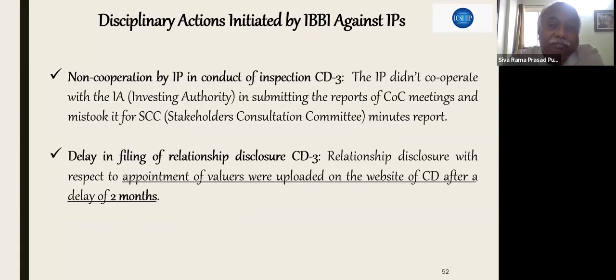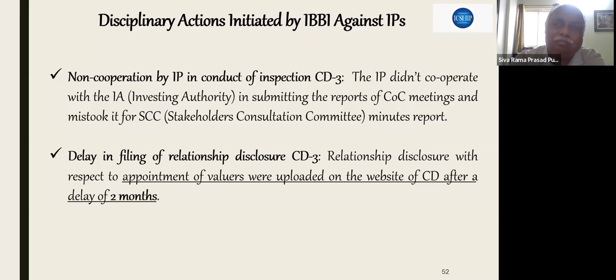Next, CD3, non-cooperation of the IP for conducting inspection. There is random inspection and specific inspection. Once the IBBI or IPI telephones you that they are coming to your place to verify the cases handled by you, and the case name is this one, that one, you have to be ready.